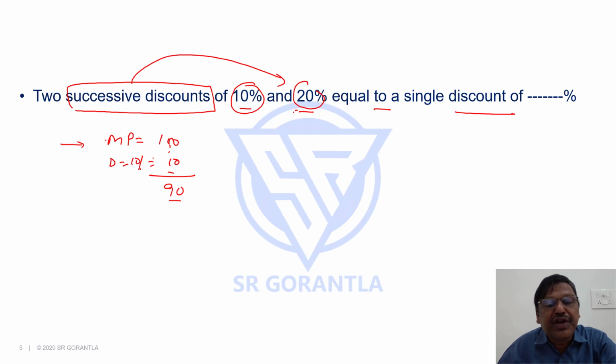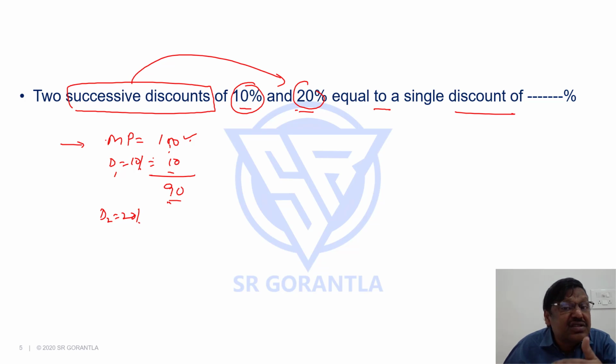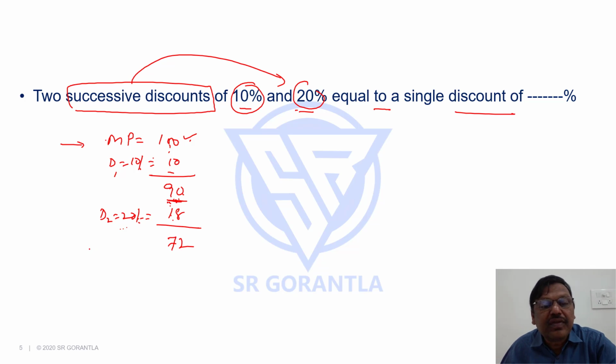what do you mean by one more successive discount of 20%? It means the second discount of 20% is not given on 100, it is given on 90 rupees. The successive discount is on the successive reduced price, so 20% discount on the reduced price of 90. So I repeat, the second discount of 20% is on the reduced price 90. 10% is 9, 20% is 18, so 90 minus 18 is 72.